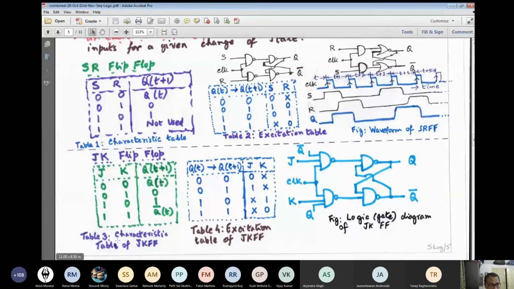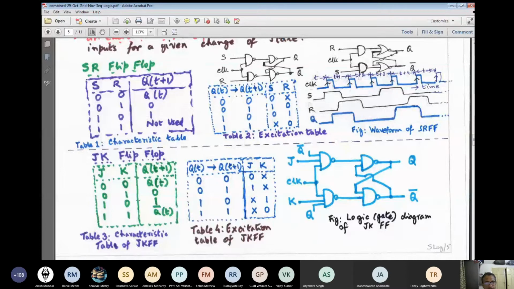Read this function table. It says that if both J and K are low, then the state will be preserved. So there is a noted similarity between the first row of the SR flip-flop and the first row of the JK flip-flop characteristic table. Both are 0, the state is preserved. Here also 0 and 1, J is nothing but a renamed S, K is nothing but a renamed R. So 0 and 1, clear. 1 and 0, set. The only change is that now with both J and K being 1, the output will be toggled. If earlier it was 0, now it will become 1. If earlier it was 1, now it will become 0.